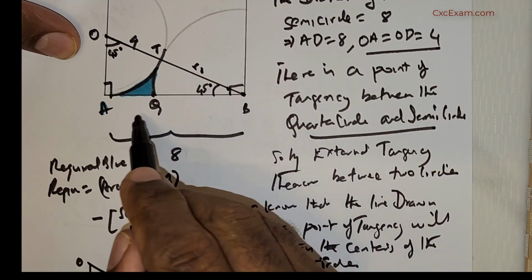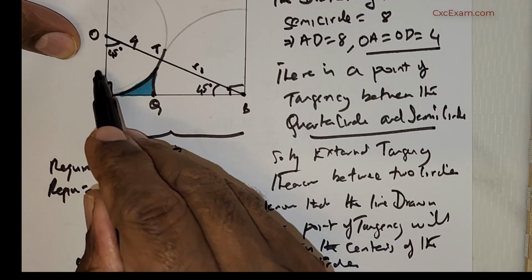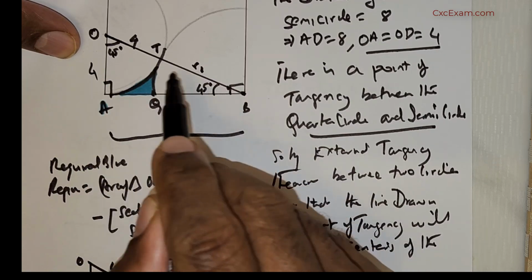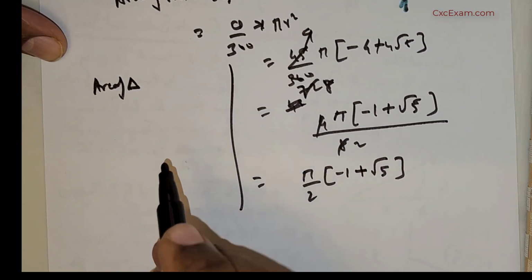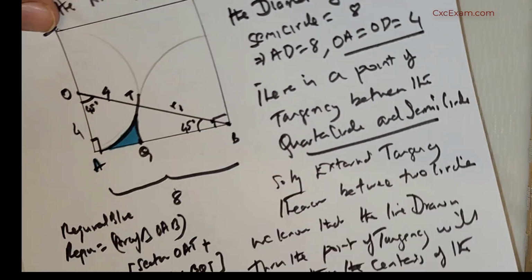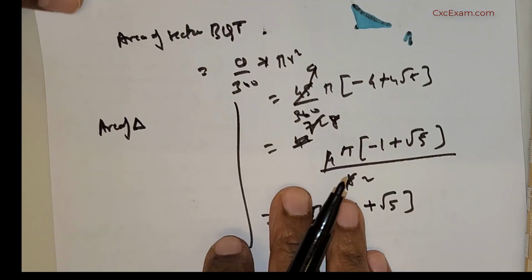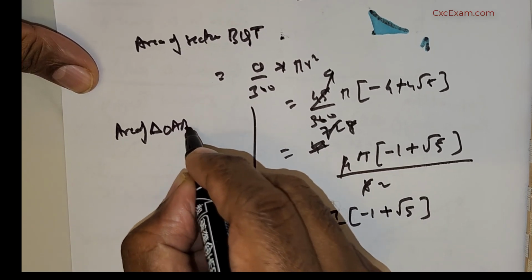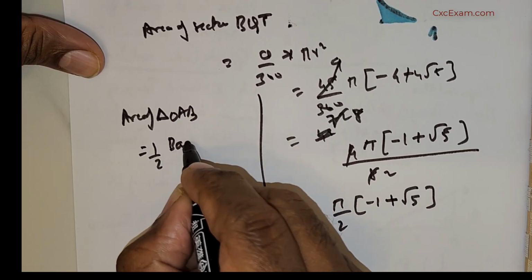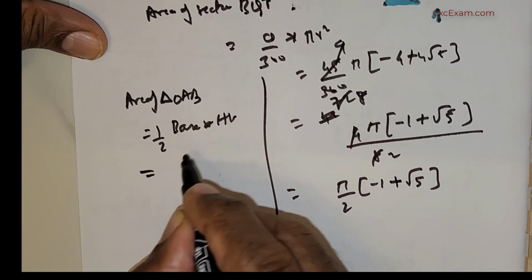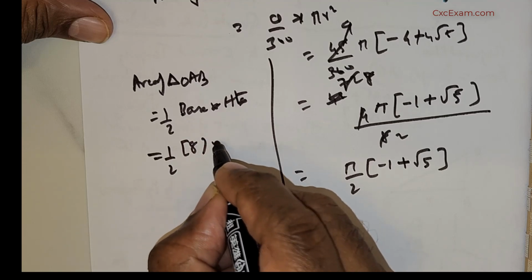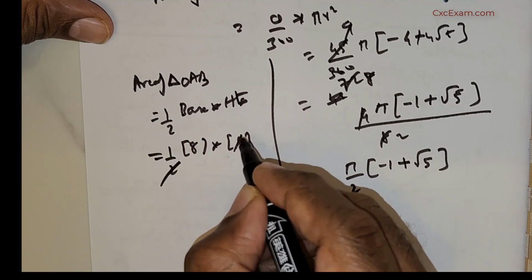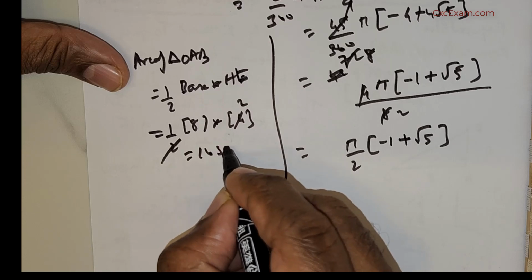Now from the triangle, base is 8 and height is 4 units. We have to take away these two sectors. So now I'm going to write the area of the triangle. What is the triangle? Triangle is OAB. Triangle OAB is half times base times height. My base is 8 units. My height is 4 units. So it's 16 square units.